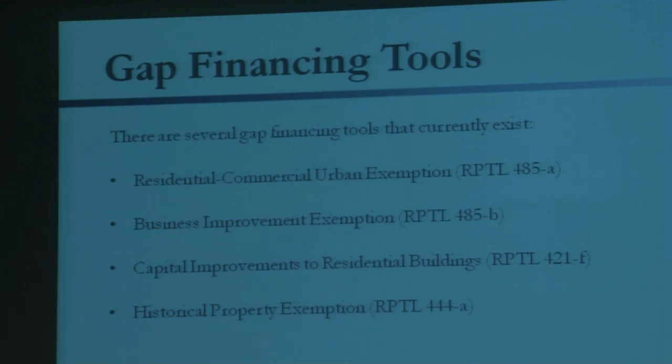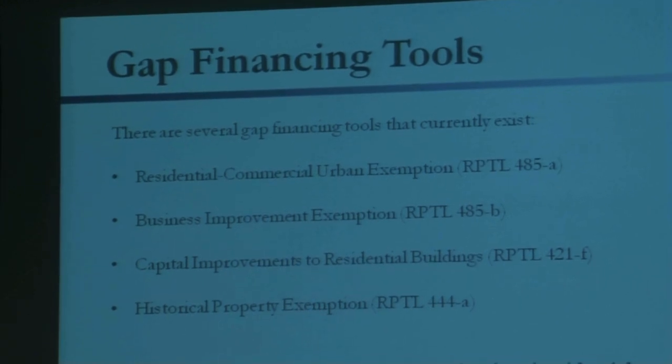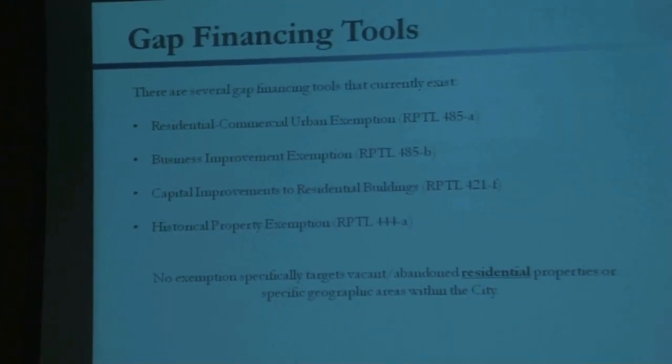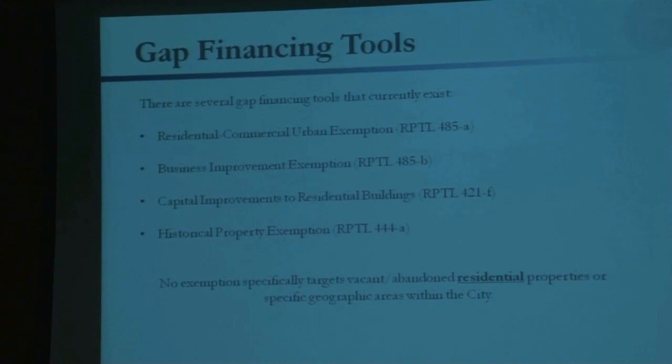The historical property exemption is also very targeted. It's for properties that have a historical designation, or that are in the historic overlay district, which is downtown here. That, again, is very robust. I think the abatement is 100% for the first 5 or 6 years, but again, very targeted. Has to be a property that has a designation. So the problem with these is that nothing is specifically targeted at vacant and abandoned residential properties in a specific geographic area of the city. It does not target that, okay?